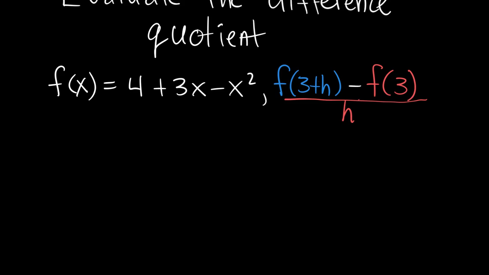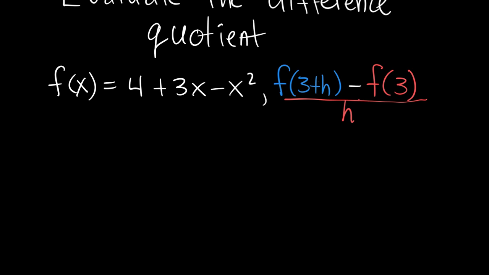All right, we are going to evaluate the difference quotient. Here's our function and our difference quotient right here. So I'll just get right in on it. I'm going to start with this f of 3 plus h. I've got to substitute 3 plus h in for x in each instance here. So I'm going to do that now, and then we're going to simplify this.